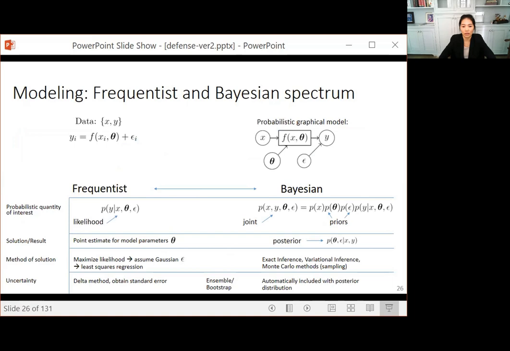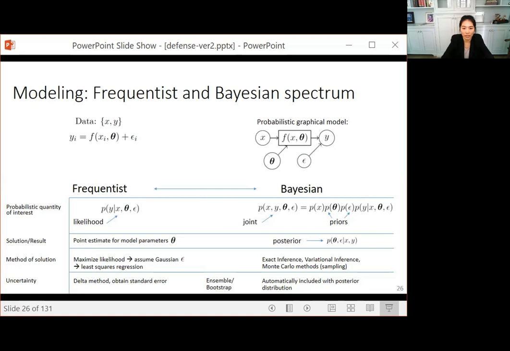So I'm going to give an overview of the different ways of thinking about modeling in terms of frequentist and Bayesian perspectives. And we're going to talk about the frequentist side first, because this is most familiar to chemical engineers. And we have some data X and Y. We have a model F with parameters theta and error epsilon. And the probabilistic quantity of interest is likelihood, which is the conditional probability of Y given X, theta, and epsilon. And then when we solve this, we end up getting a point estimate for the model parameters theta. So it's only one set of parameters, and it's our best guess of what theta is based on the data that we observed. And then the way that we solve this is by maximizing the likelihood, and we can assume Gaussian error, and that ends up being ordinary least squares regression.